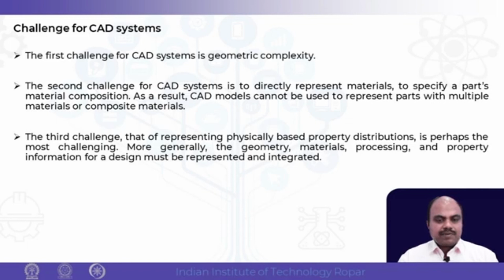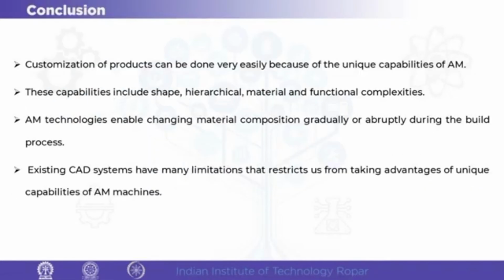And the third challenge is representing physically based property distribution. If the property distribution of a product varies from one place to another across the component, and different components have different materials, then how do you model it? That is something difficult. There are a lot of challenges involved in this one.